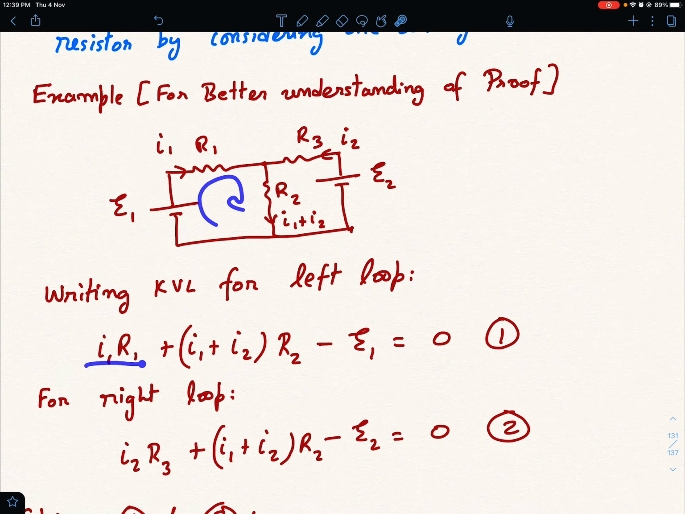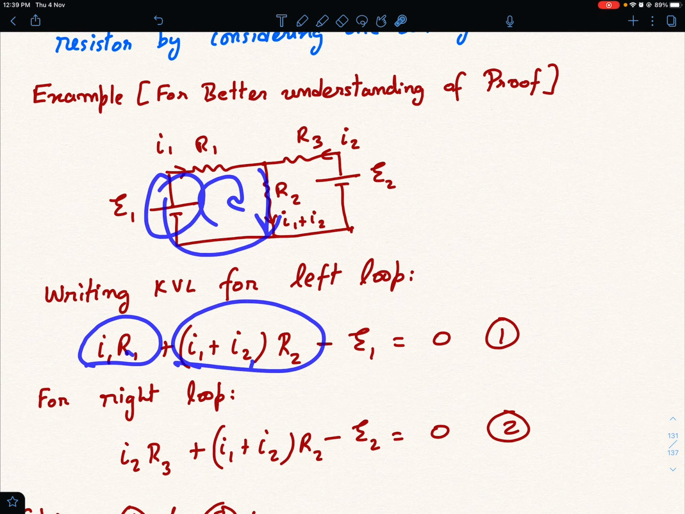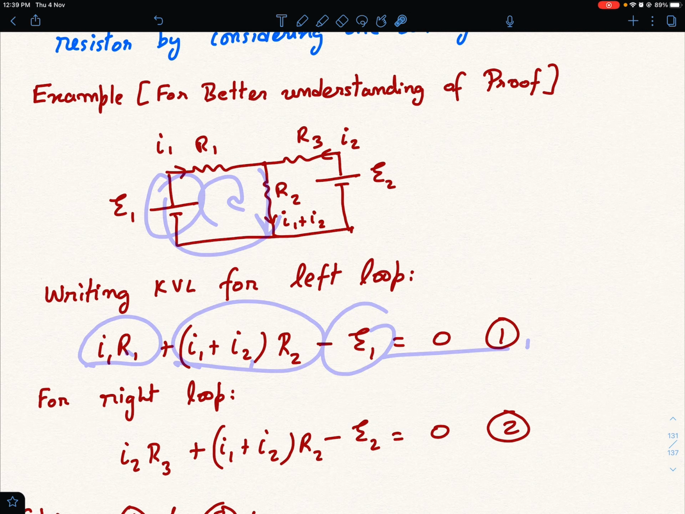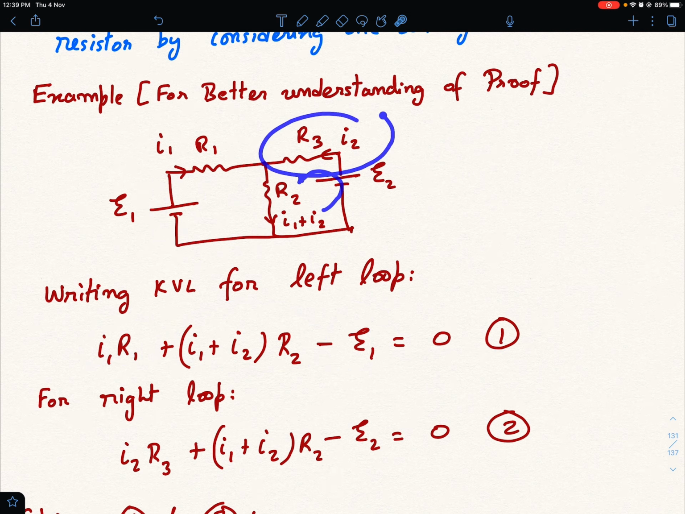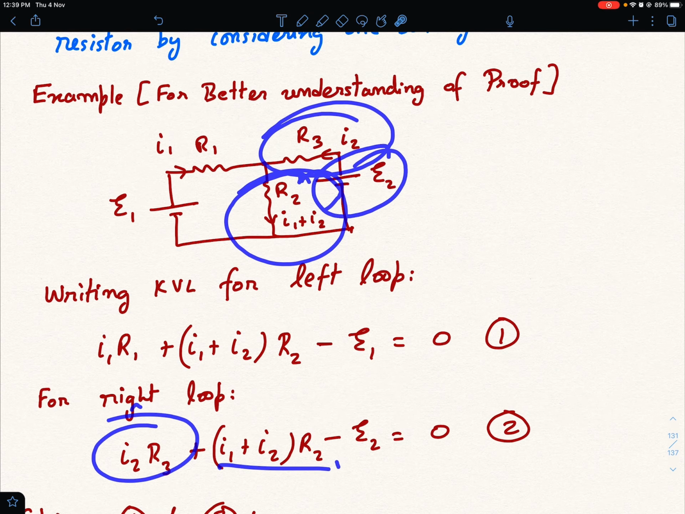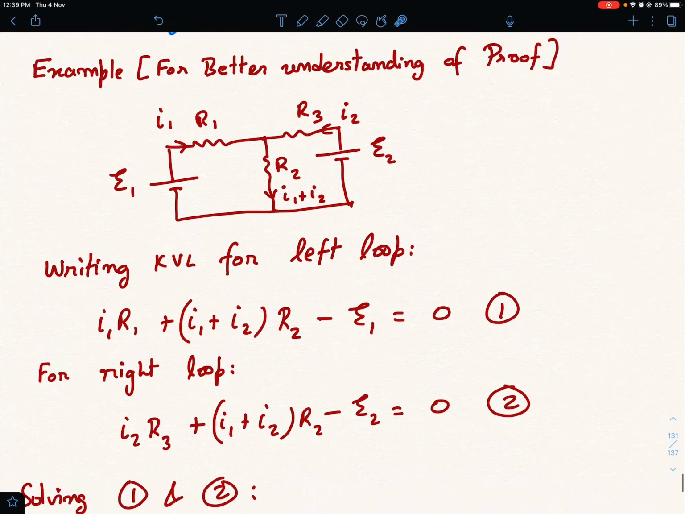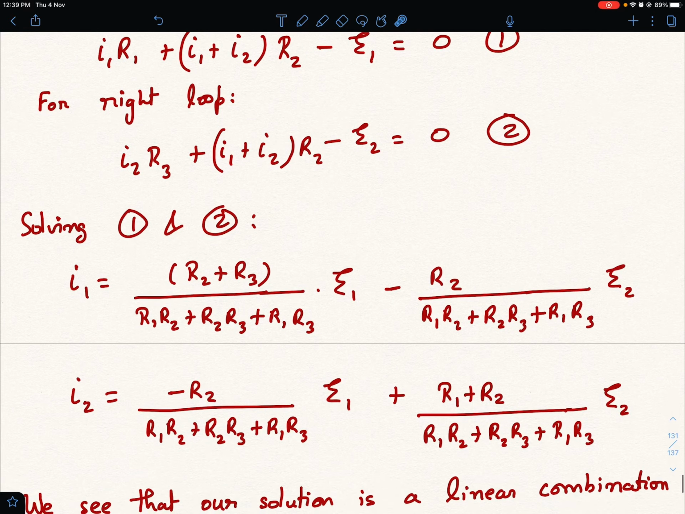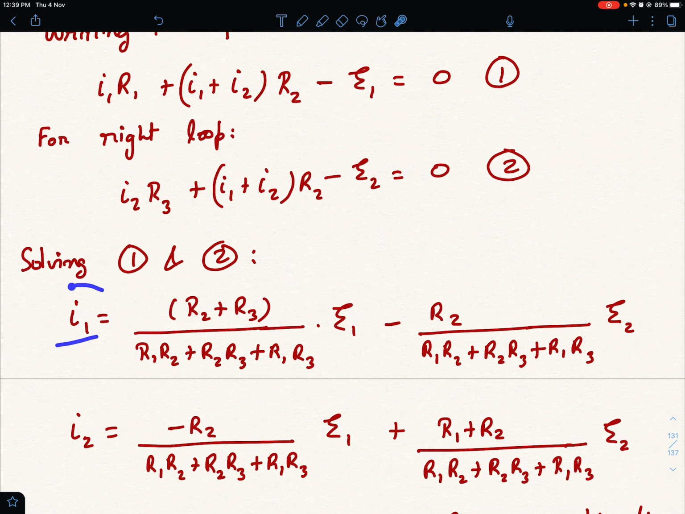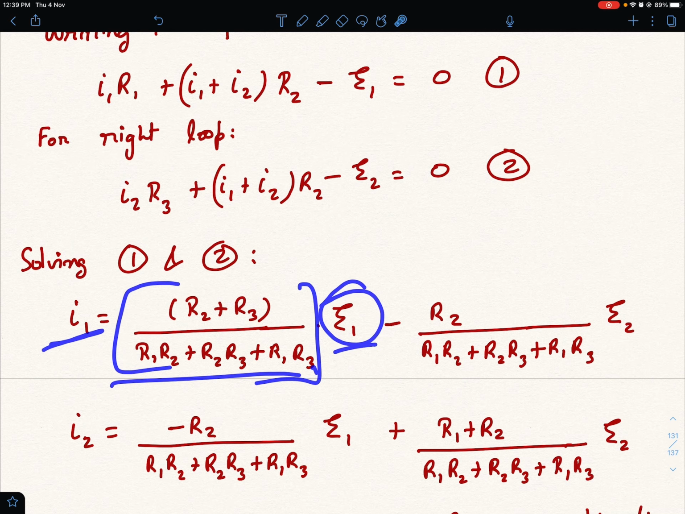And I have two loops, this loop and this loop. So two unknowns and two loops, I can make the equations. First equation, for this loop: I1 R1 plus (I1 plus I2) into R2 minus E1 equal to 0. Similarly for the second loop: I2 into R3 plus (I1 plus I2) into R2 minus E2 is equal to 0. Now this is two variables and two equations, we can easily solve, and if you solve you will get this result for I1.